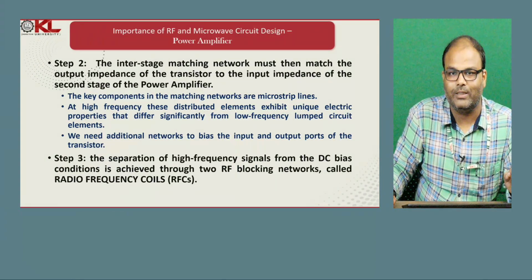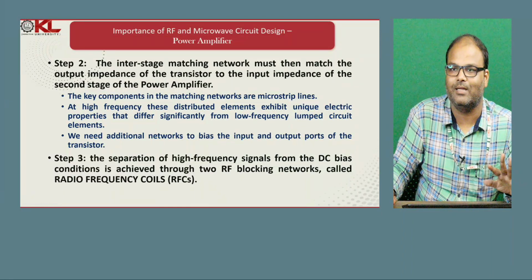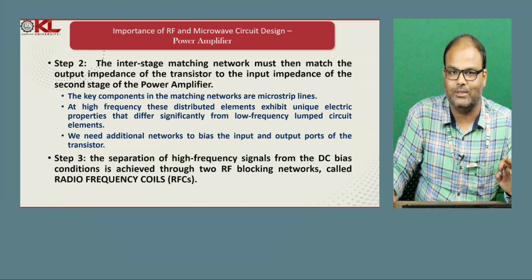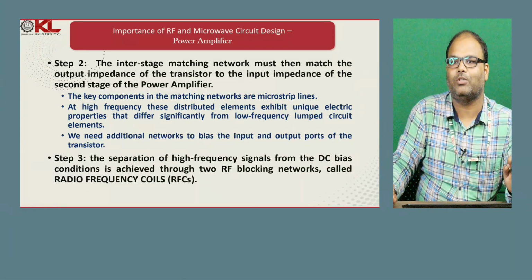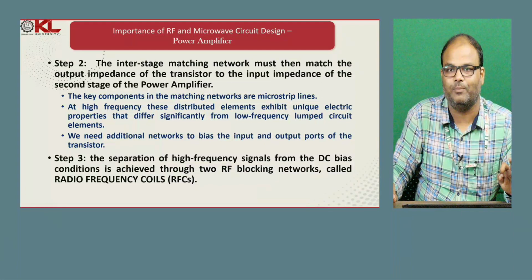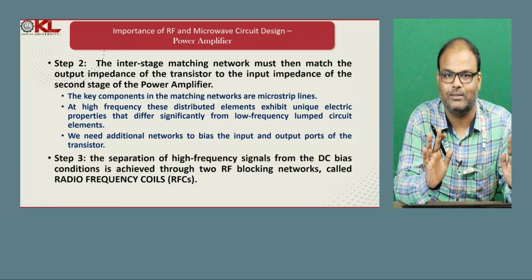And step 2 is interstage matching networks. In the interstage matching network, we are also using a matching network to match the output impedance of the transistor to the input impedance of the second stage of the power amplifier. So this is a matching between the input and output of the transistor.